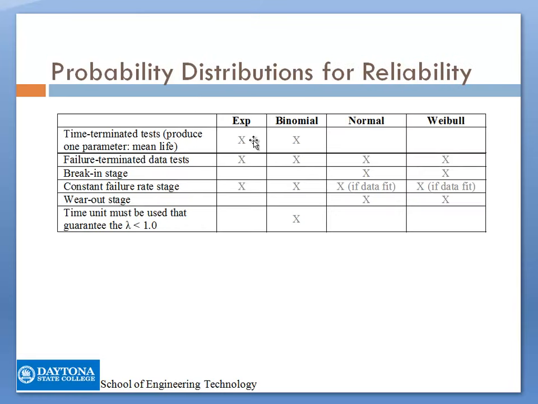You can use the exponential, the binomial, the normal, the Weibull, depending on the stage. If it's the breaking-in stage, it is recommended to use either the normal or the Weibull distribution. If you're having constant failure, which is the second stage, you can use the exponential or the binomial, or if the data fit, you can use the normal or the Weibull. At the last stage, the wear-out stage, you can use the normal or the Weibull distribution.